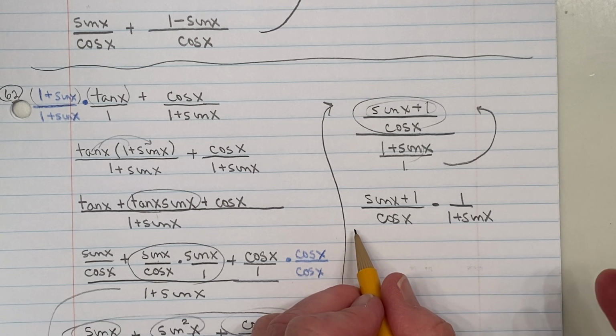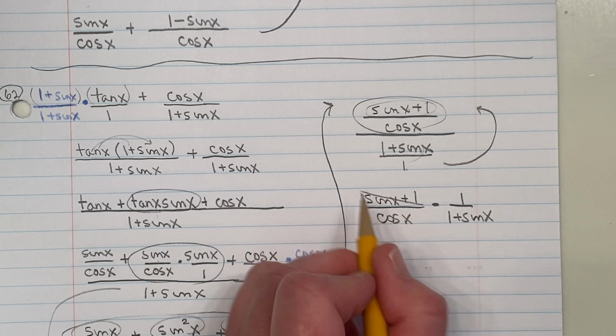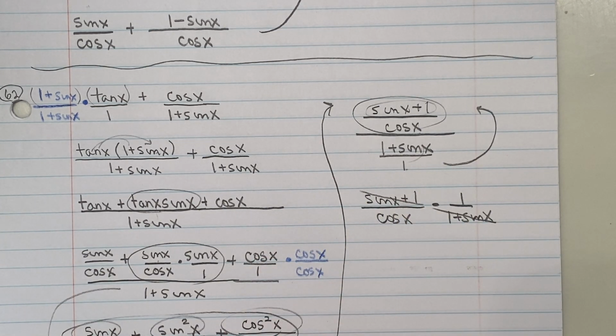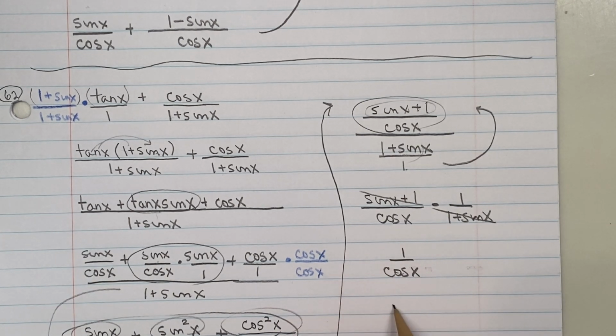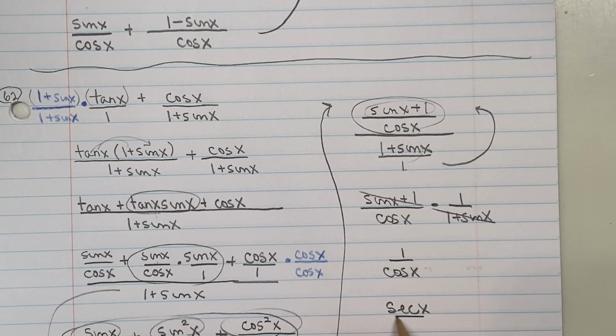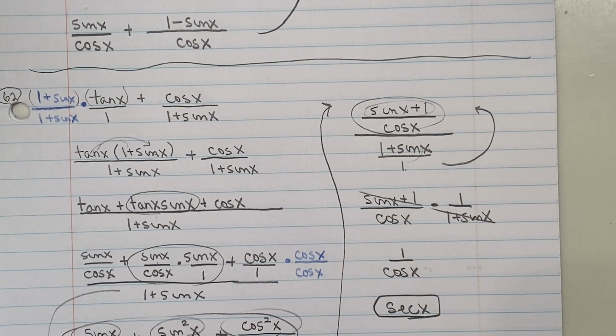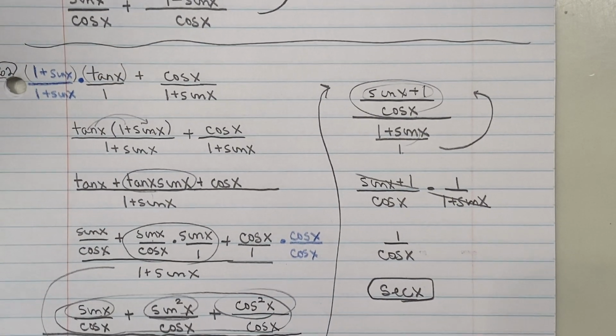So now I'm back to multiplying, but hopefully you can see that sine x plus 1 will divide out with sine x plus 1 here. We're left with 1 over cosine x, which will convert to secant x. Same answer we got by using a different approach.